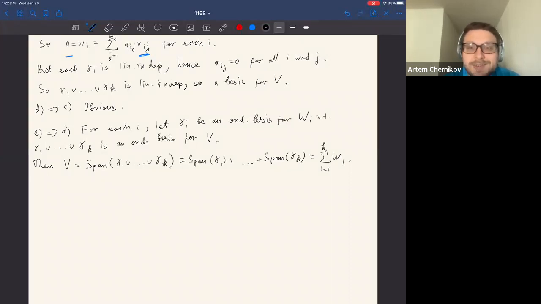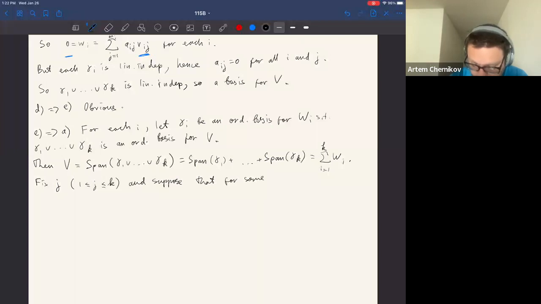So we observe this first. Our next task is to prove the condition for this being a direct sum. So we have to show some conditions about how the subspaces intersect. We have to show that the intersections are trivial. For this purpose, we fix some j in the range between 1 and k, and we suppose that for some non-zero vector v in the space, we have that v belongs to the intersection of this subspace Wj and the sum of all the other ones, the sum over all i not equal to j, Wi.